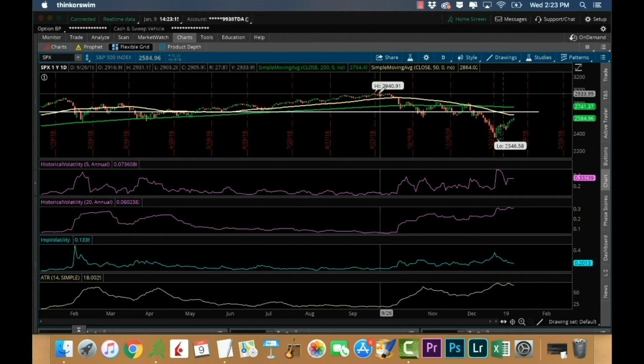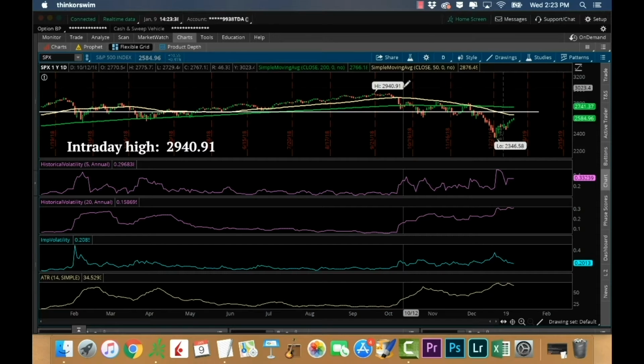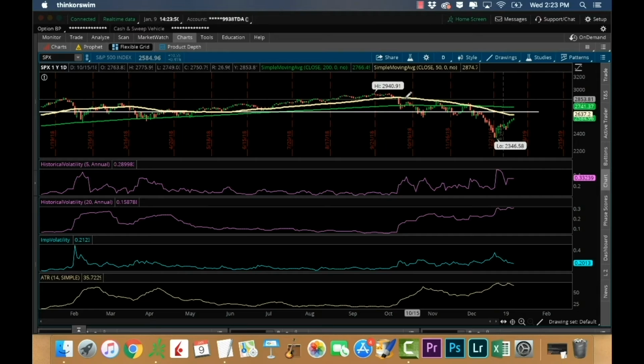But right here, starting at the end of September, all the way down to Christmas Eve, is a massive crash that was about 20%. And this is where we're going to get into the technicalities. Because if you look at these numbers that are highlighted, these are both intraday prices. So on an intraday basis, from 2940.91 all the way down to 2346.58, that's slightly more than 20%. It's about 20.2%.